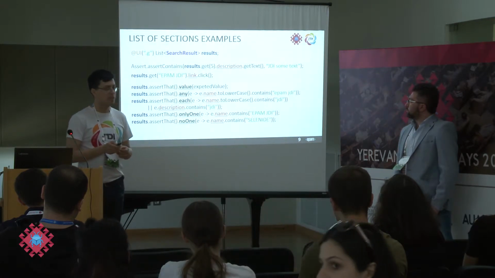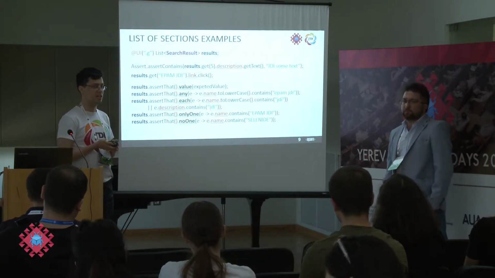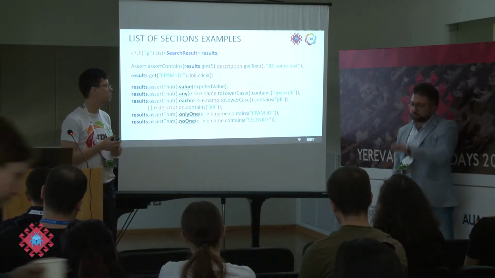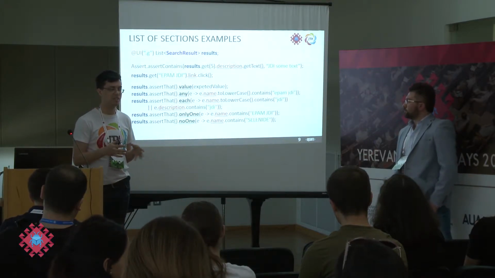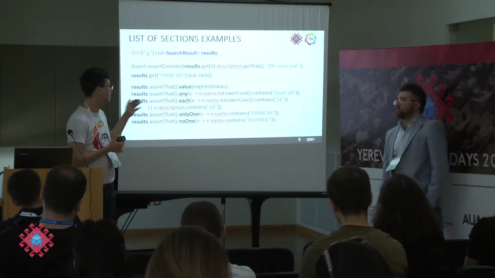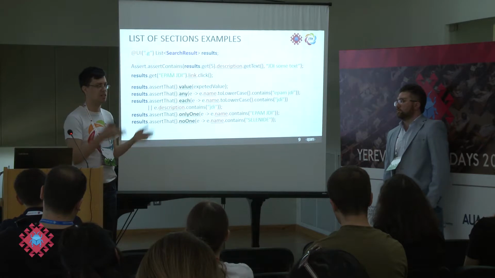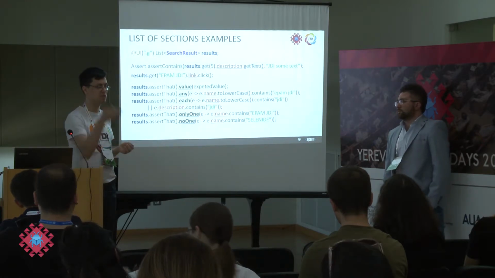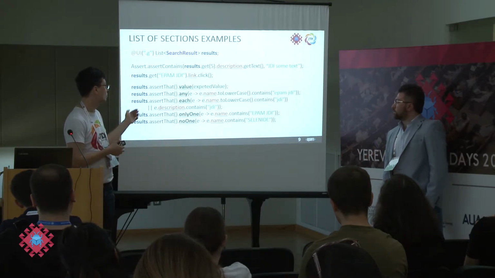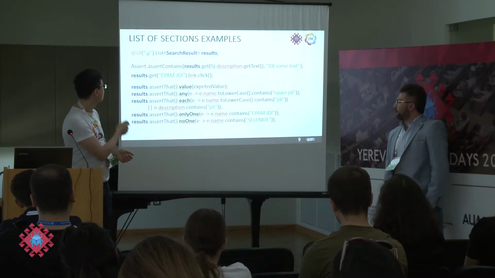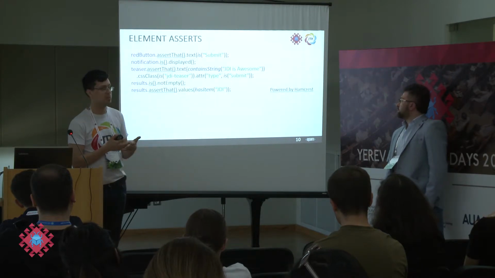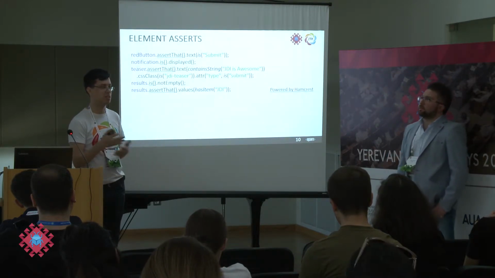One interesting thing that we have for lists also: we have integrated asserts for all elements that specifically do the work with these elements. So for example, for a list of elements, you can use asserts that all elements meet some requirements. For example, all have the word research, or none have some things, or any, things like this. And of course, we have these asserts for simple elements, like asserting that an element is displayed. We have some text, some attributes, and so on.